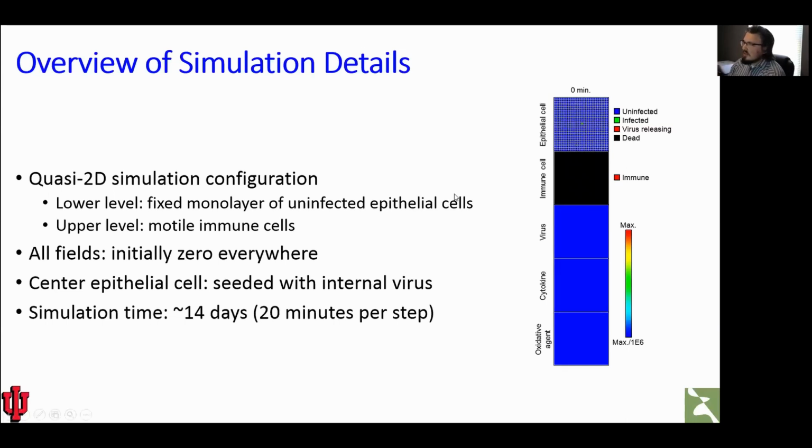Along with that, we also initialize our immune cell population as being 0, which is why this is all shown as black. And then our virus, cytokine, and oxidative agent fields are also all initialized as 0. For all of the simulations that we consider, we simulate 1,000 simulation steps, each of which is counted as 20 minutes per step. This amounts to just under 2 weeks of simulation.